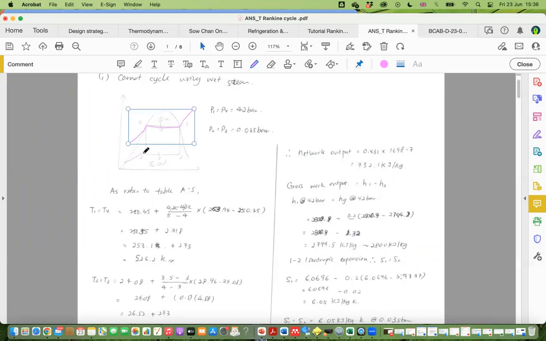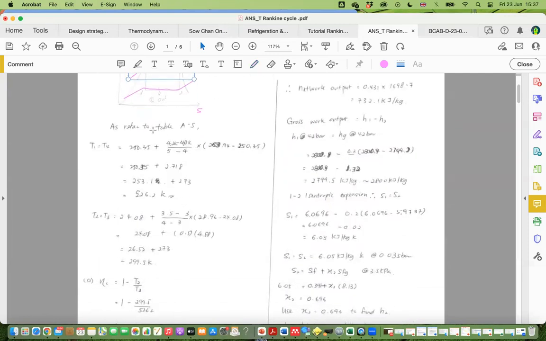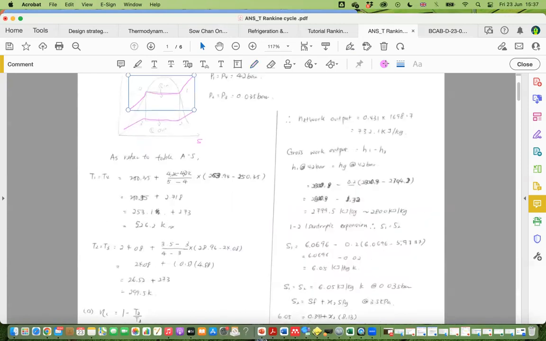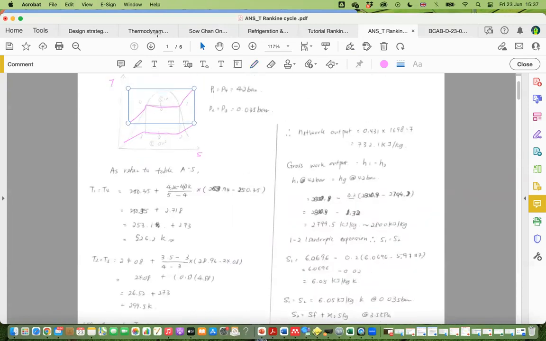Okay, so the pink color is the pressure line. And then the temperature T4 equals T1 because they are at the same pressure, because this is the T-S diagram. So T3 equals T2. So to find T1 and T4, you do the interpolation by referring to the table A5. The question asks for 42 bar.